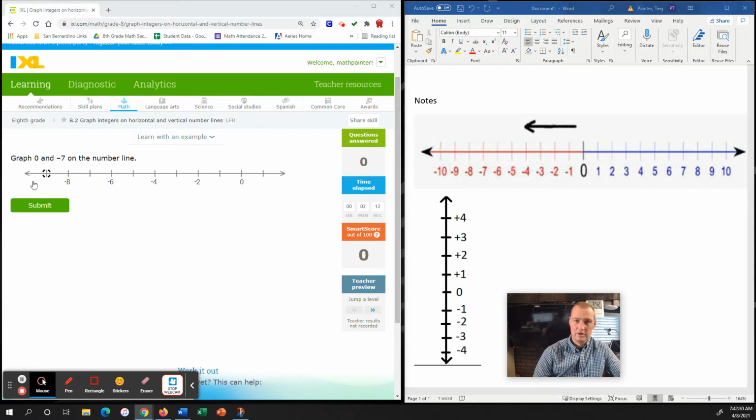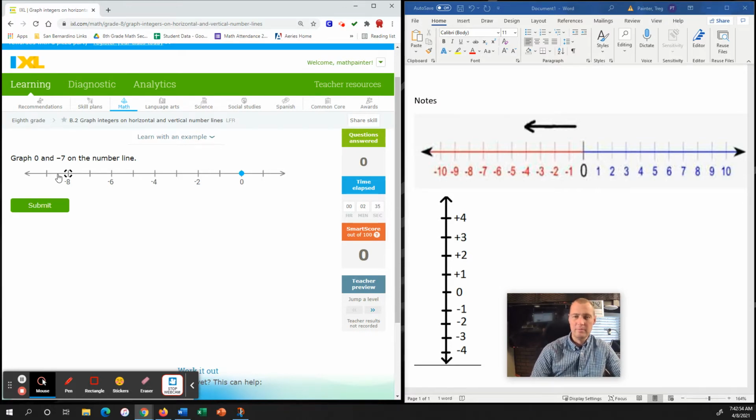So question number 1 is asking us to graph 0 and -7 on the number line. 0 is given to us, so what we're going to do is match 0 on the number line. So there's 0 right there. 0 matches with 0. And -7, if I look on the number line, I don't see a -7.